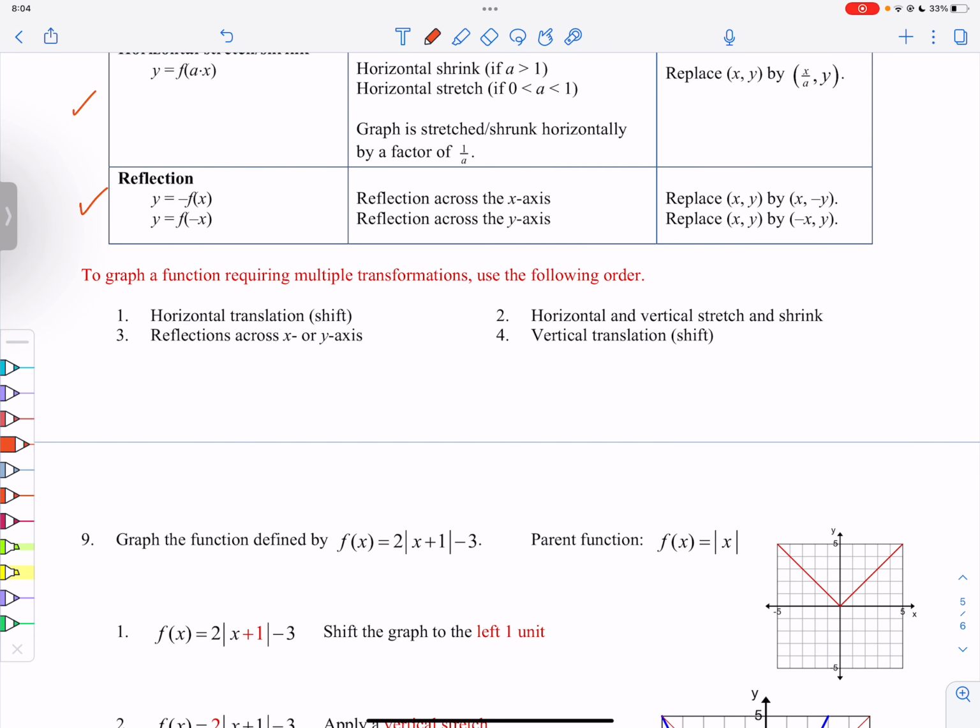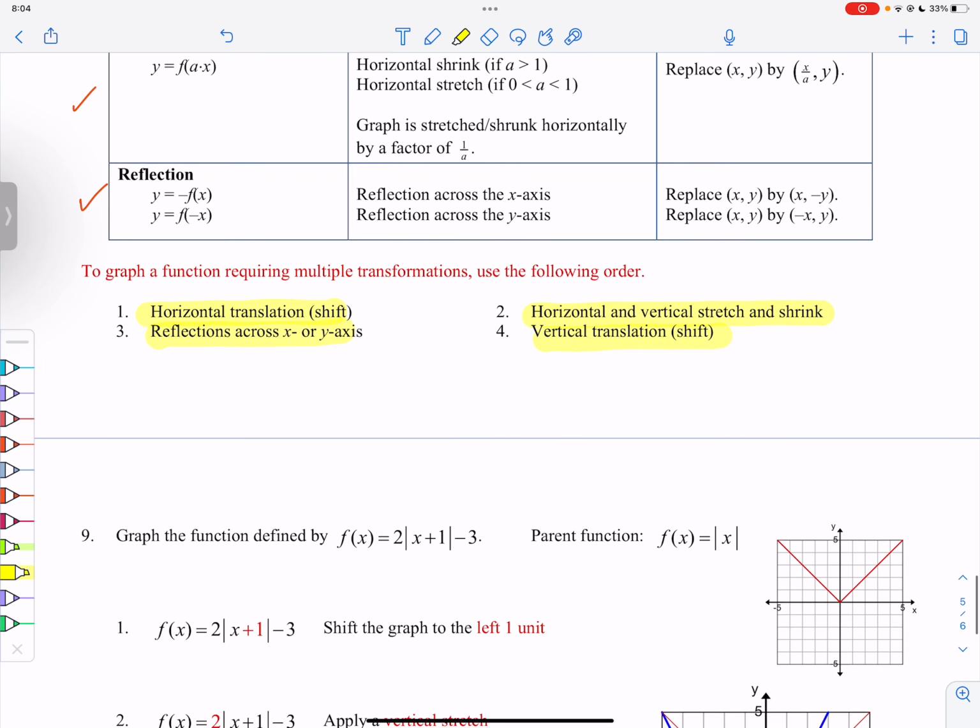The very first thing you're going to look at is your horizontal shifts. Then you're going to go to your horizontal and vertical stretch and shrinks. Then you're going to do your reflections. And the very last thing you'll do is your vertical shift.